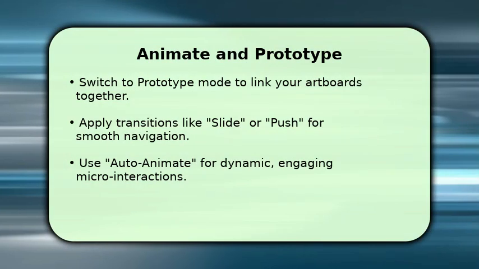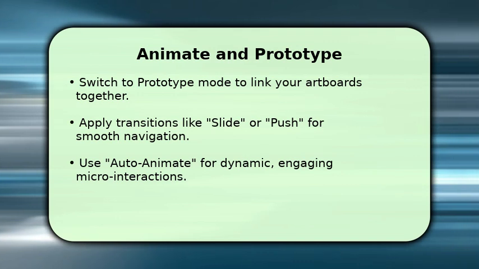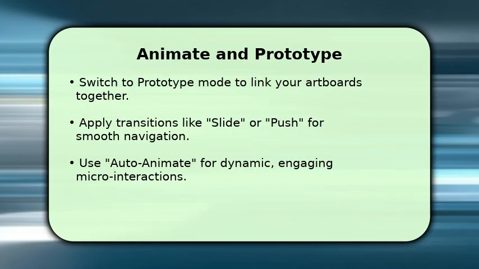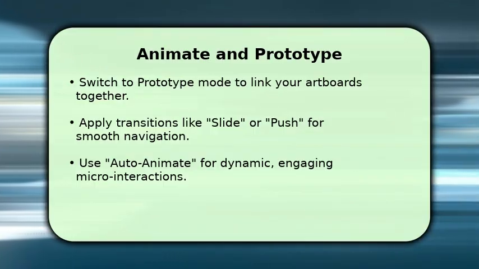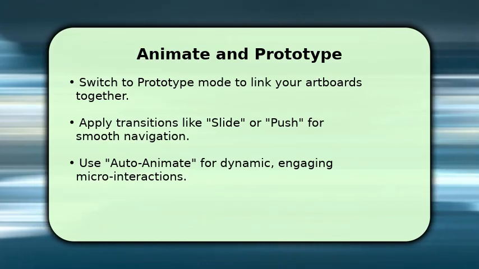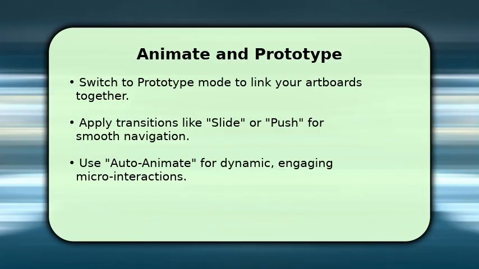With your designs in place, let's add some magic. Head over to prototype mode to connect your artboards. You can link elements to trigger transitions between slides. Experiment with various transition types, such as slide or push, and adjust their duration for a polished feel. For more advanced effects, Auto-Animate can create stunning, fluid movements between objects with the same name on different artboards.